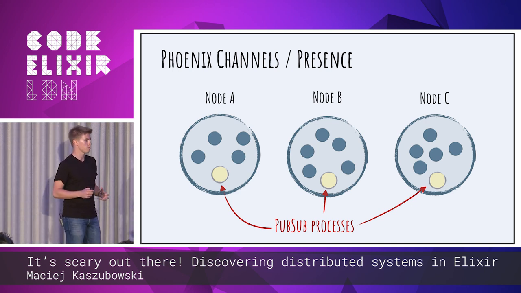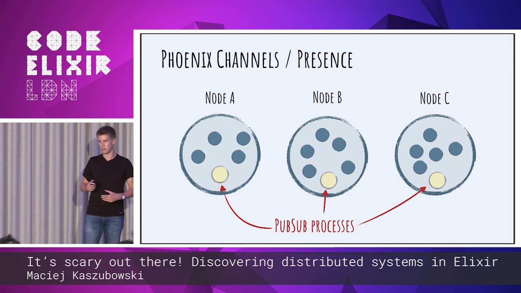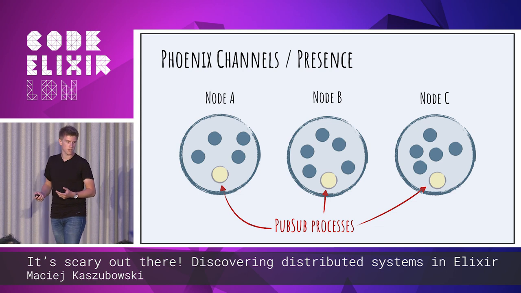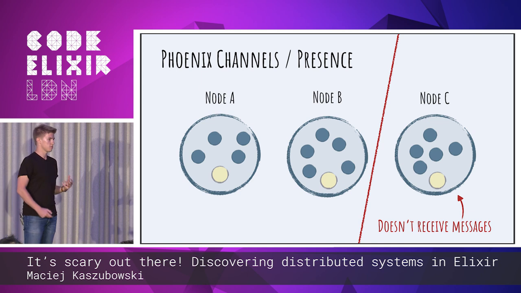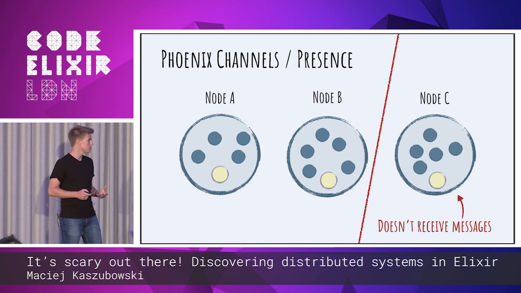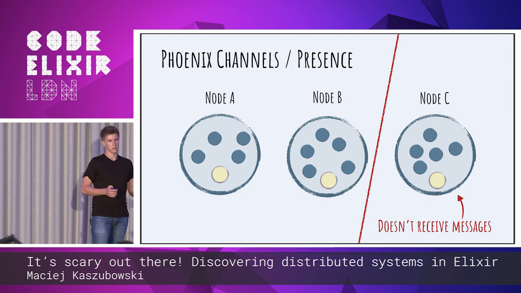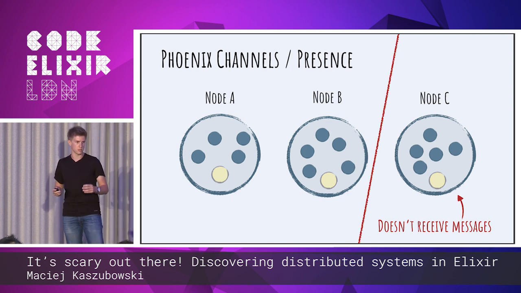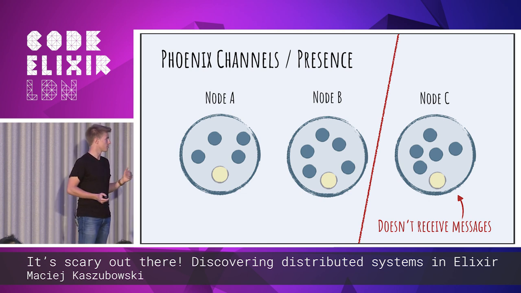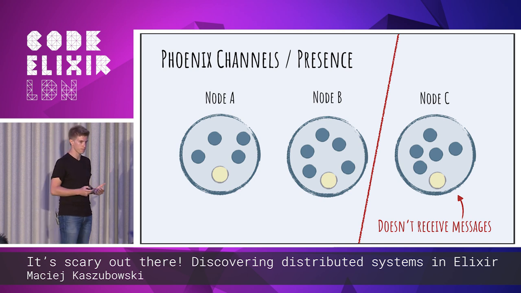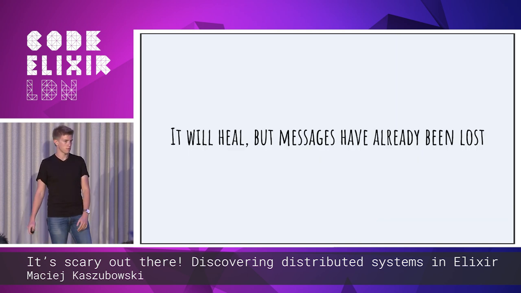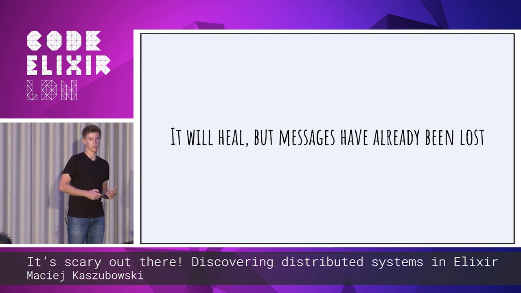This is, of course, simplified because Presence uses a lot of optimization to make it fast, but that basically is how it works. And this means that when you have a partition, the nodes may lose some messages. So even though it's temporary, when you broadcast a message from node C or from any of node A or B, the message will not be seen by the nodes that are not connected to the cluster. So again, it will heal, but some messages may be lost.